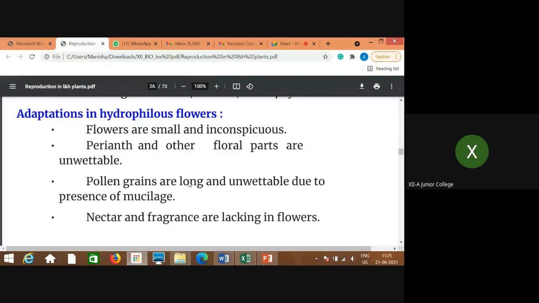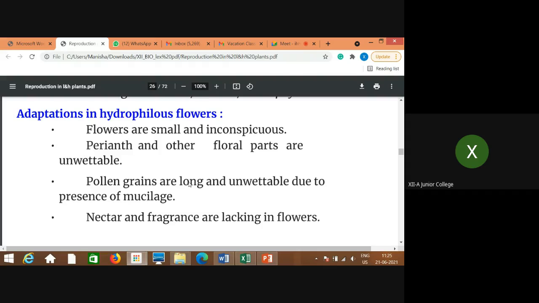Why unwettable? As they are hydrophilous flowers, obviously they are growing in water, so they should be unwettable. Or what will happen? Desiccation. To avoid it, these parts are unwettable. Pollen grains are long and unwettable due to the presence of mucilage. Mucilage is a sticky, oily substance which avoids desiccation of the pollen grains from the surrounding water where they are growing, right?